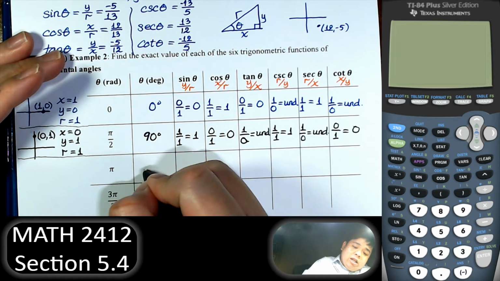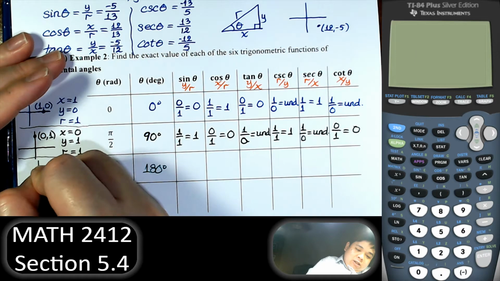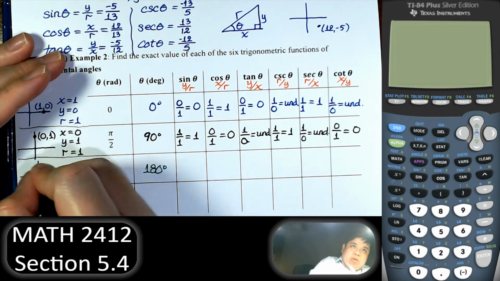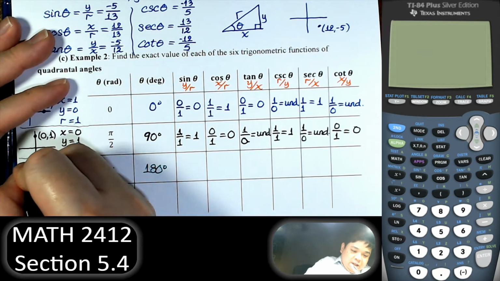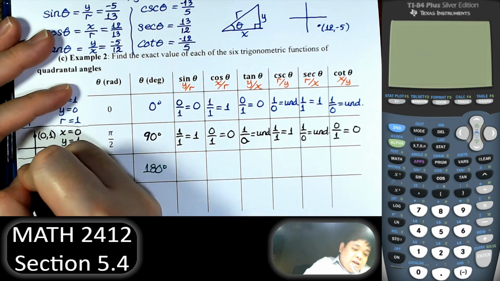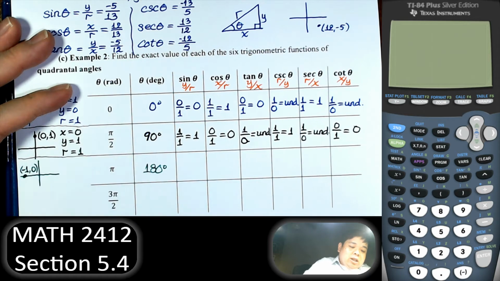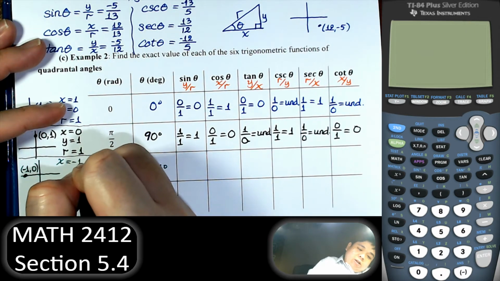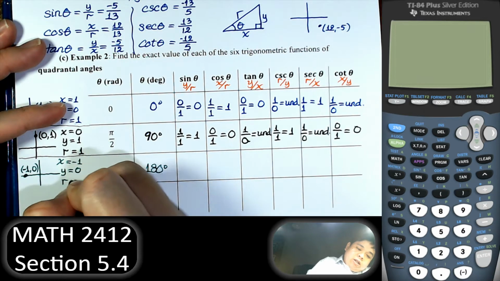Next, pi corresponds to 180 degrees. So we rotate half a revolution, and the point will be here. We can choose x to be anything, but it should be negative. The y value should be 0, so I choose negative 1 and 0. So x equals negative 1, y is 0, and r is equal to 1.